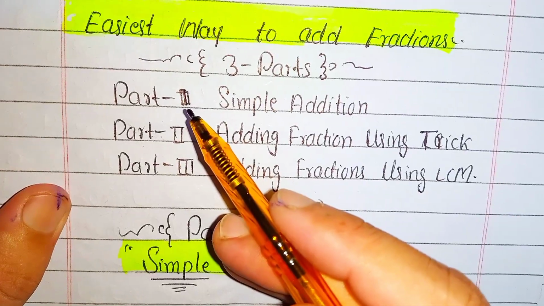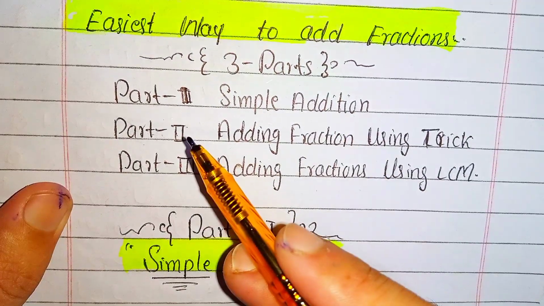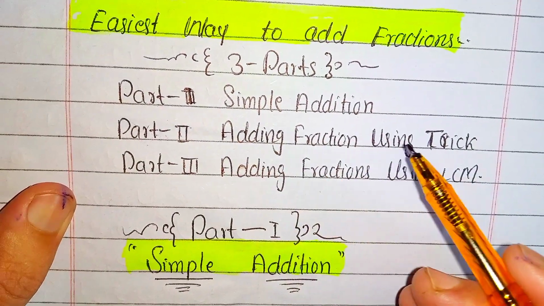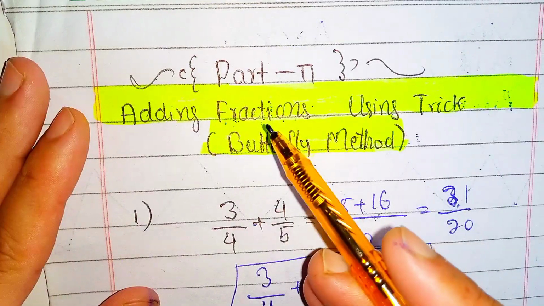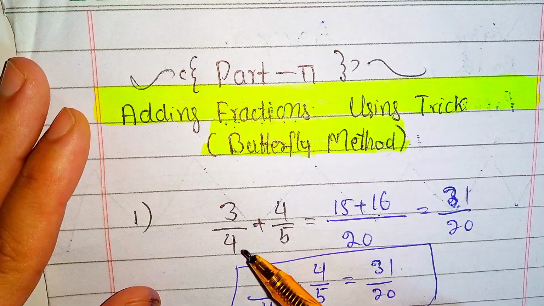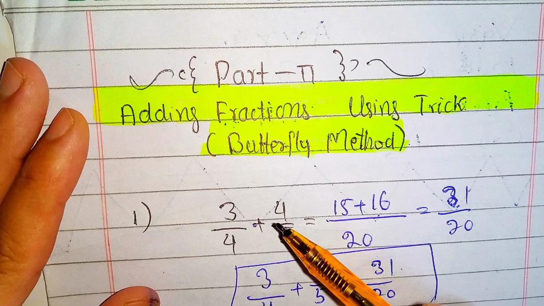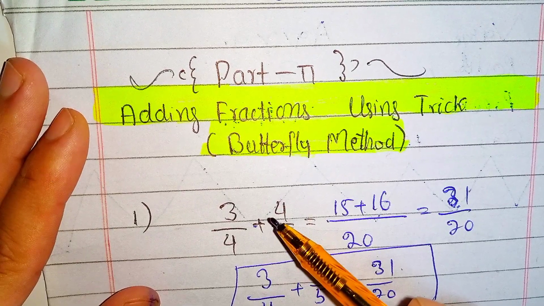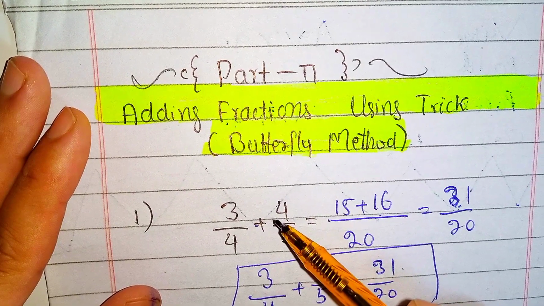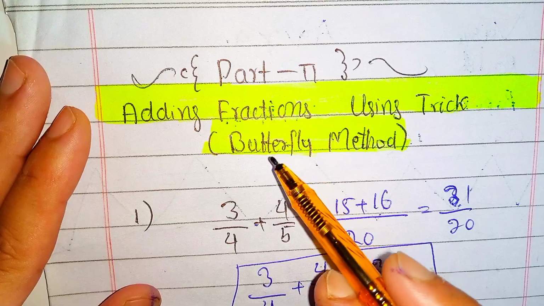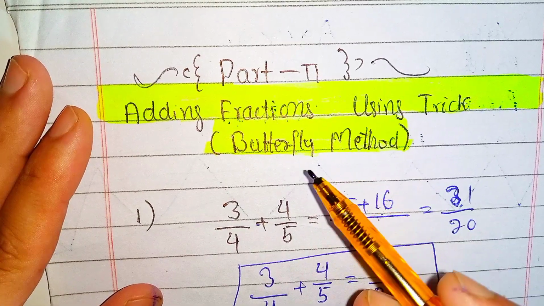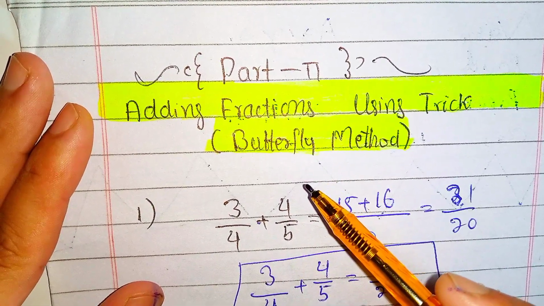Since we have completed part first of simple addition, we are going to discuss part 2, adding fractions using a trick. In part 2, we will add up fractions with different denominators, but we will not use LCM or any other method. We will do simple addition but with different denominators. So we will use the butterfly method or the simple trick that can be used for adding fractions.